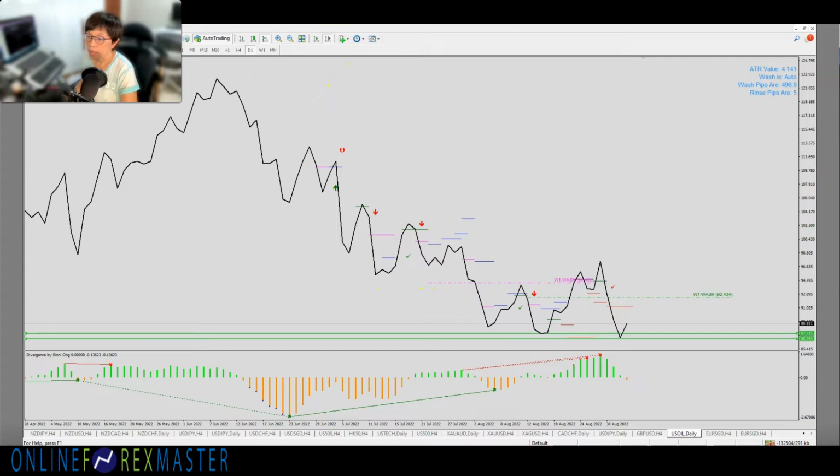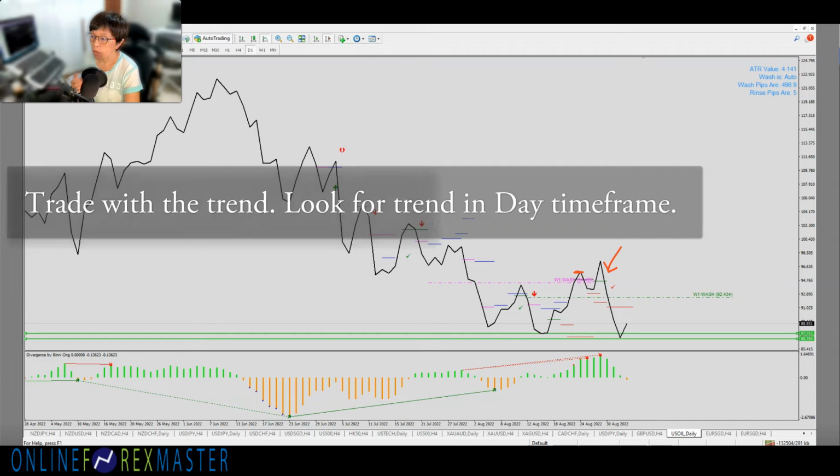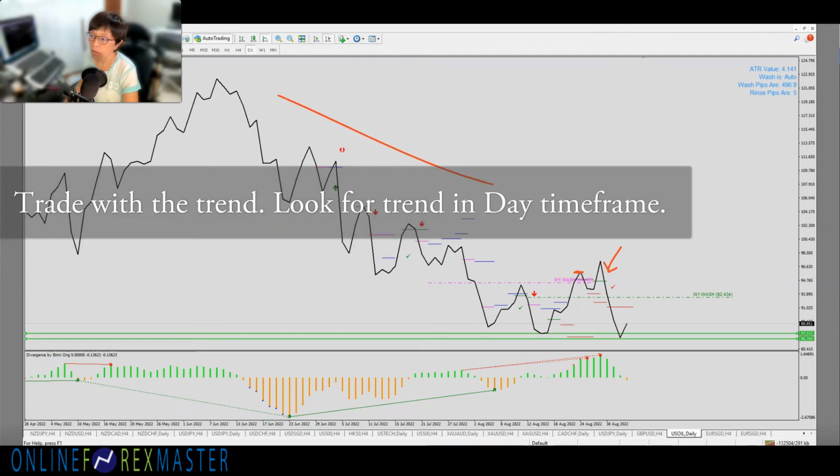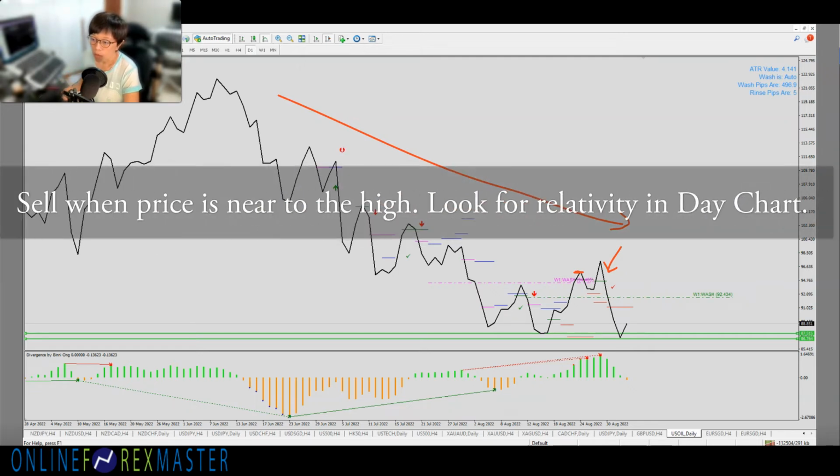Number one is that at the place where there was a potential short, which was around here, you remember it retested a previous high, so that means there was a retest. Number two is that the overall trend was still down. That means that you are not trading against the trend, you are trading with the trend.